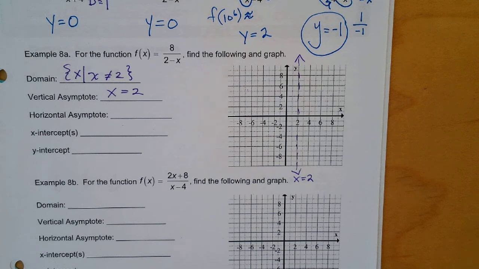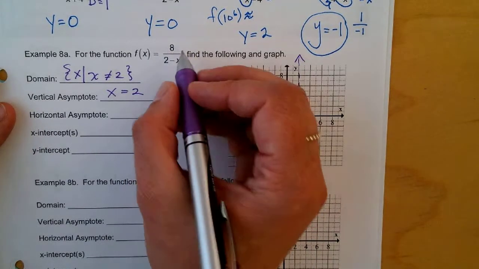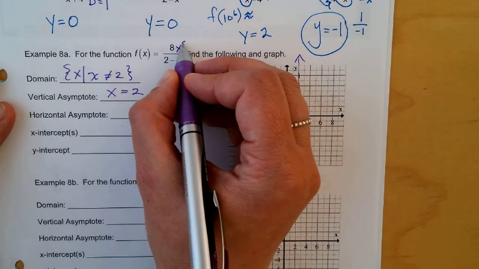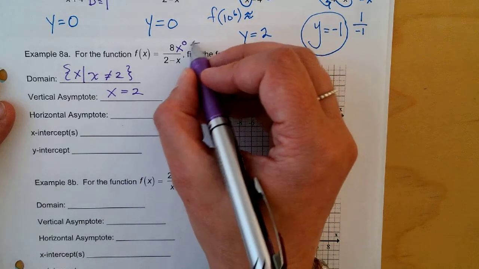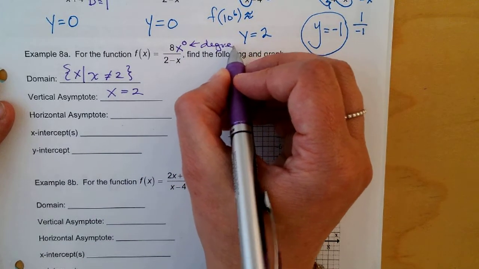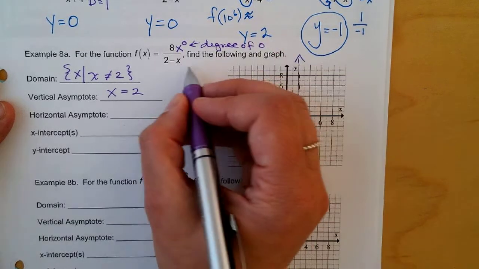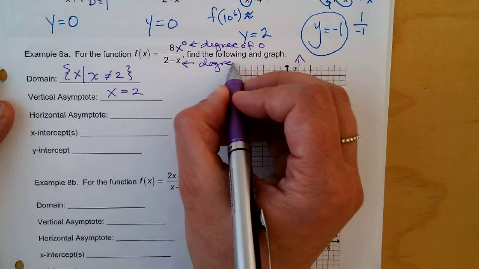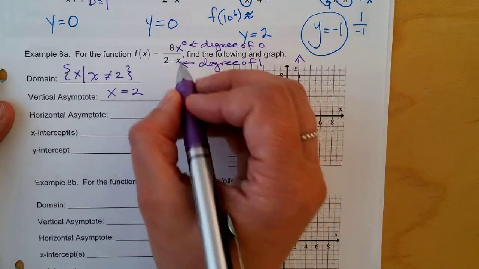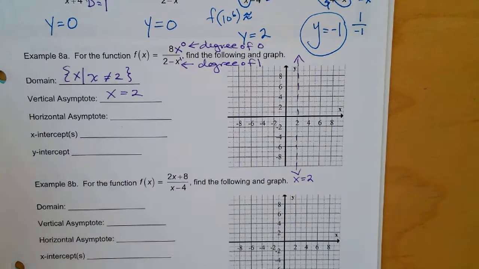What about the horizontal asymptote? Who can remember the rules that we were talking about for the horizontal asymptote? Horizontal asymptote, what's the degree of the numerator? It's actually 0, and that's because you have an implied x to the 0. So that right there is a degree of 0. What's the degree in the denominator? Yes, and where do you get that degree of 1? X to the first power, okay?